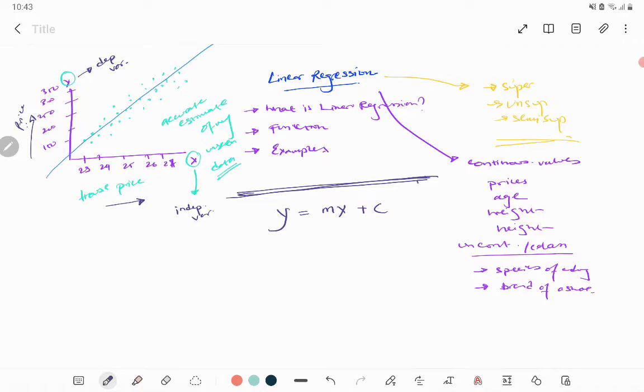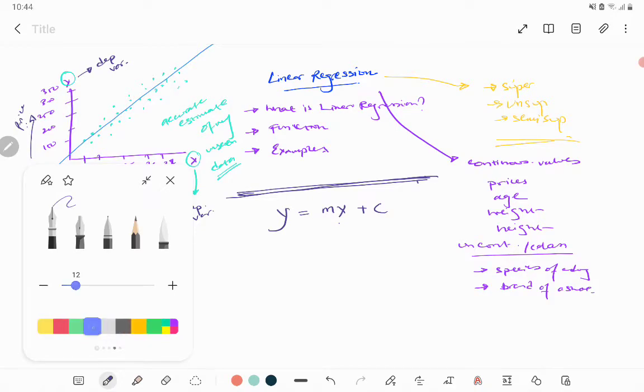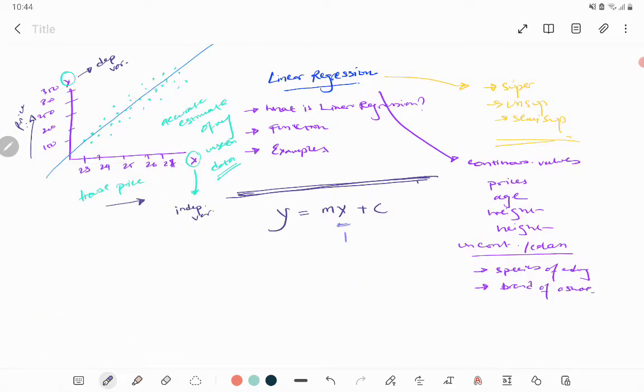And that's why, a very simple thing, the linear regression model is y equals mx plus c. So let's break things down a bit. The x over here is the independent variable. Y depends on x. Y equals mx plus c, so y depends on x. That's why this is the dependent variable.